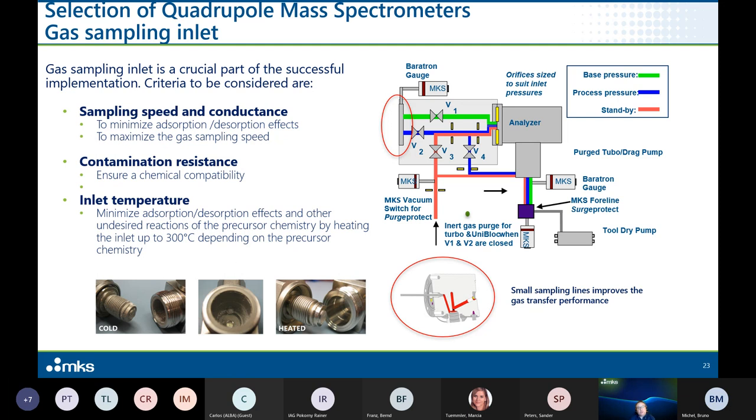Another option we have also here in this circle is about sampling or sniffing lines. In some cases, the mass spectrometers cannot be installed very close to the position where your process takes place. In this case, we can add a sniffing capillary, which can go directly to the place where your process, deposition or etching, takes place, in order to improve the sampling speed and the time resolution of the system.